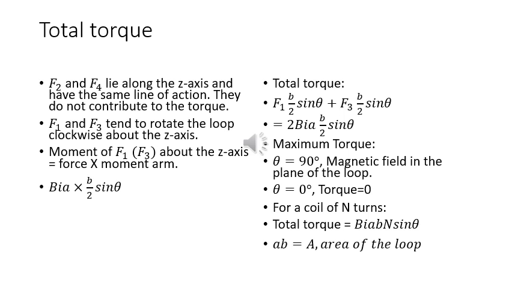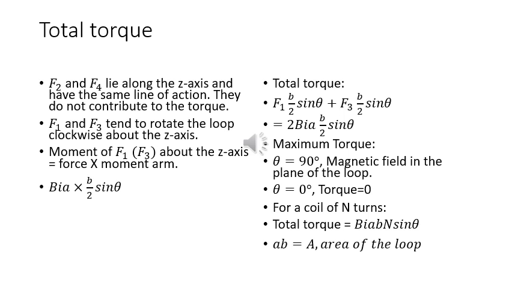F1 and F3 tend to rotate the loop clockwise about the z-axis. Therefore, the moment of F1 or F3 about the z-axis is given by force into the moment arm, BIA into B by 2 sine theta. So, the total torque F1 B by 2 sine theta plus F3 B by 2 sine theta becomes equal to 2 BIA B by 2 sine theta. The maximum torque will be when theta is 90 degrees, and in this case the magnetic field is in the plane of the loop. When theta is equal to 0, the torque is also equal to 0.